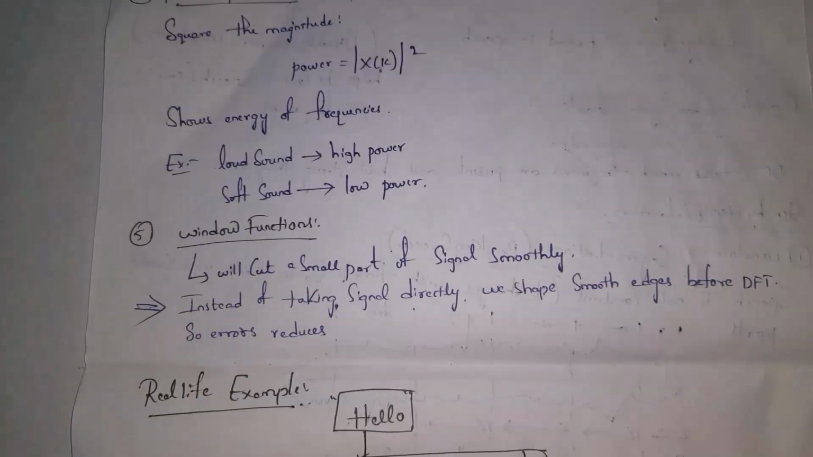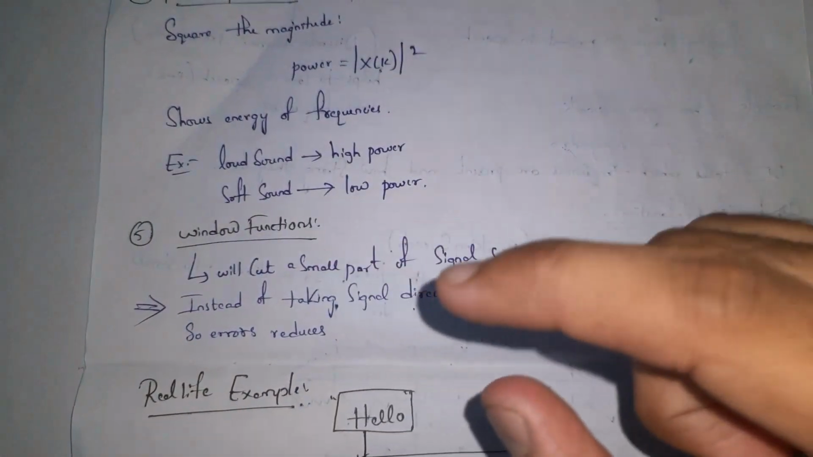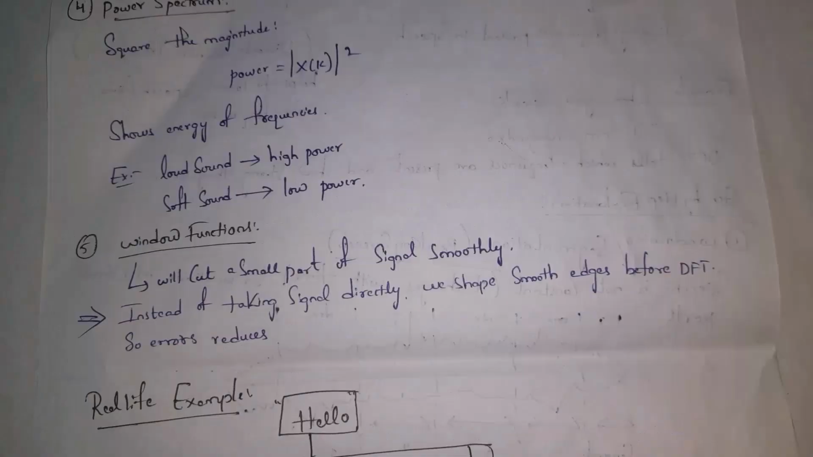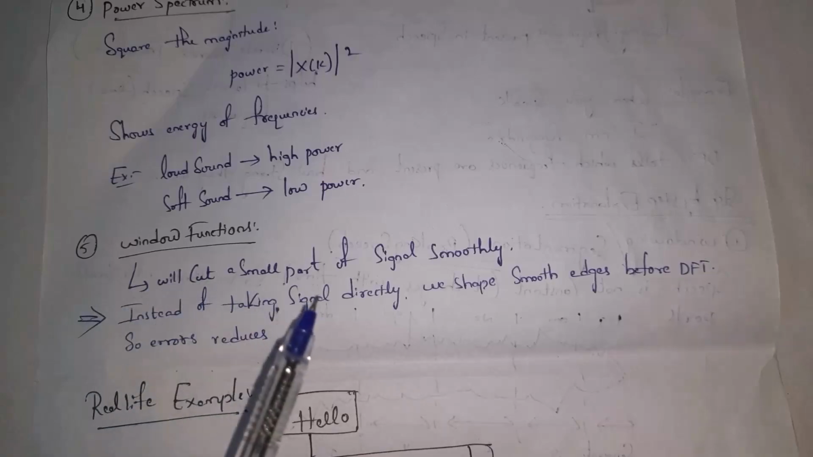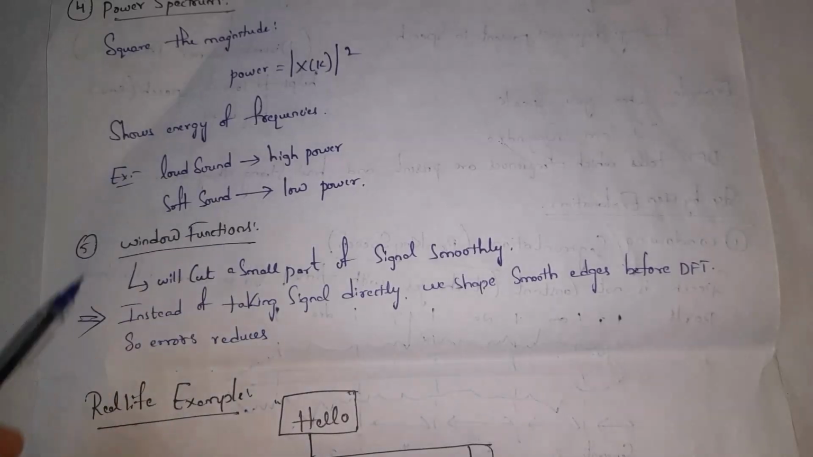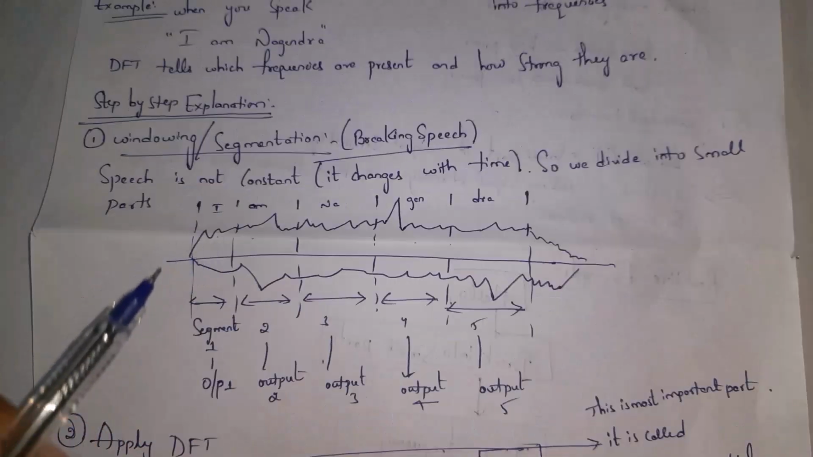And there is the window function, which will make the frequency edges smooth. These edges are made smooth by using the window function. As edges are smooth, the computer will identify speech from that frequency clearly without errors. So the window function will cut a small part of the signal smoothly. Instead of taking the signal directly, it smooths the edges, so errors will be reduced. This process is done before applying the discrete Fourier transform. At the first step itself, the window function is applied.